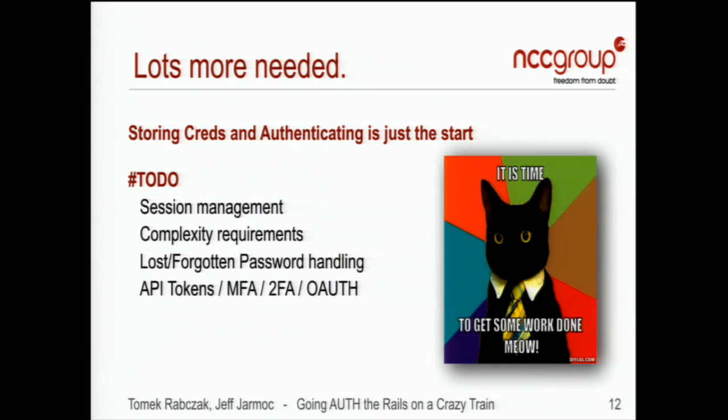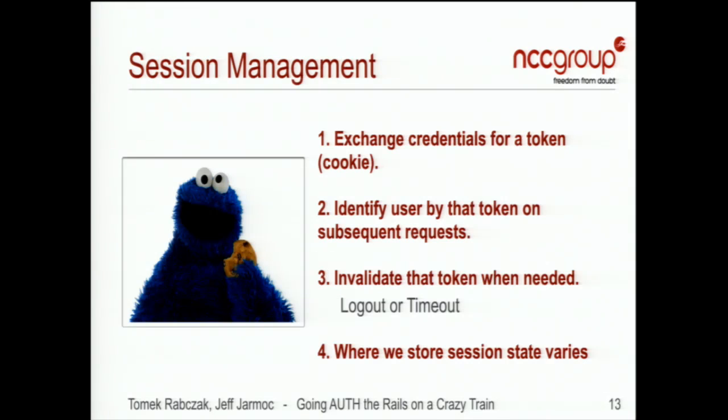So let's talk a little bit about some of these points. We're not going to go into all of them just in the interest of time. But let's start with session management. So session management is just the idea of this process that identifies the user throughout their interaction with the application. So the first step is just exchanging their credentials for a cookie. That's really the initial authentication. And then in subsequent requests, identifying the user based on the value of that cookie. The third step is invalidating that session when necessary, either when the user logs out, when a timeout or some other event occurs. And then there's some options in Rails about where we store session state as it goes between requests. So we're going to talk about session state a little bit.